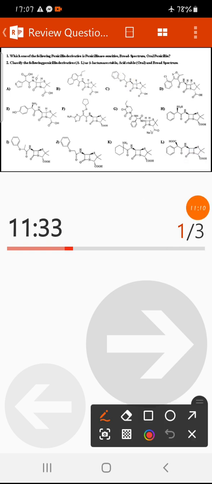By the way, if I make this compound a cycle here, another cycle here, it will be beta-lactamase stable compound because the alpha carbon will be the part of the heterocycle, and it will be acid stable, the same orally active compound. Therefore, this compound is penicillinase sensitive, oral penicillin with narrow spectrum. D, the alpha carbon is the part of the ring.